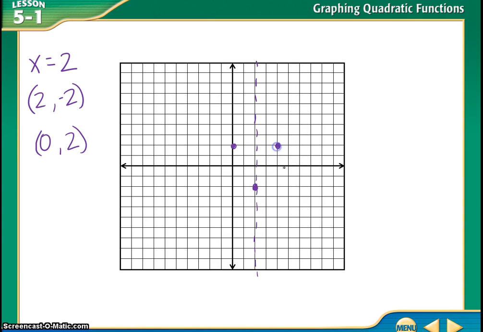Oops, what happened to it? And then we're just going to connect. Try to connect. And there's our parabola.